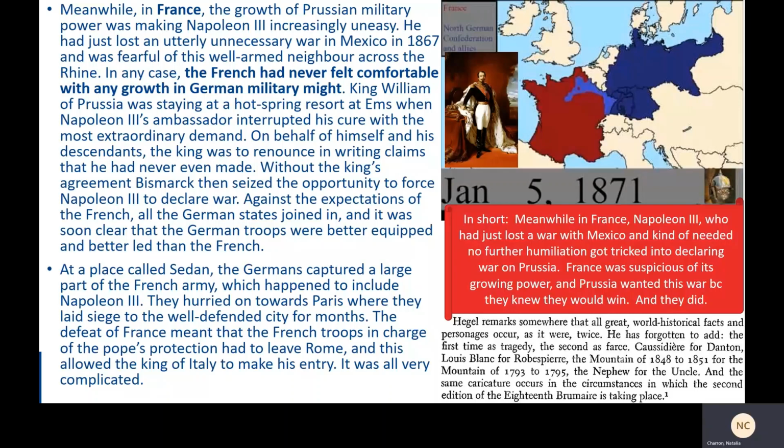In short, meanwhile in France, Napoleon III, who had just lost a war with Mexico and kind of needed no further humiliation, got tricked into declaring war on Prussia. France was suspicious of its growing power because it was right next door, and Prussia wanted this war because they knew they would win, and Prussia did win.